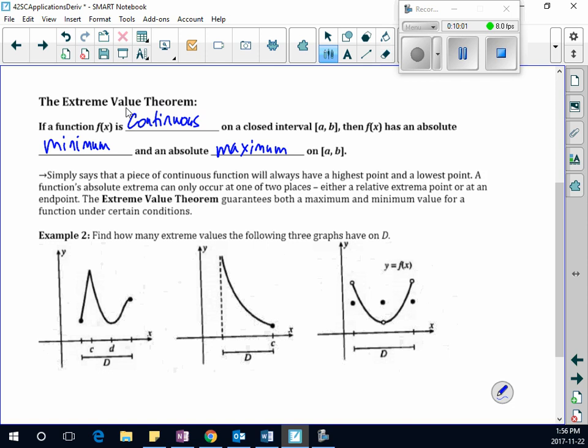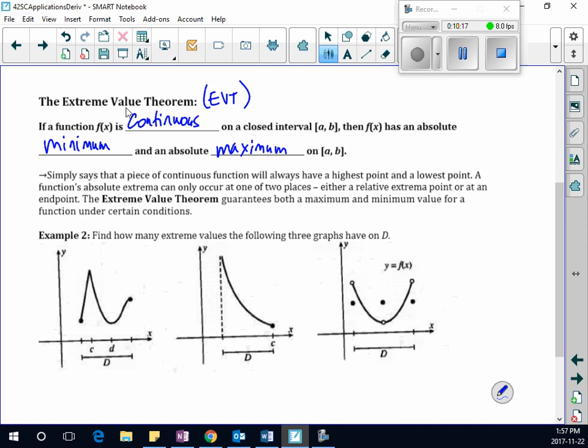Okay, so this extreme value theorem, which we would abbreviate as EVT, guarantees both a max and a min. So if you ever have to justify why something's a max or a min, you would be quoting which theorem?